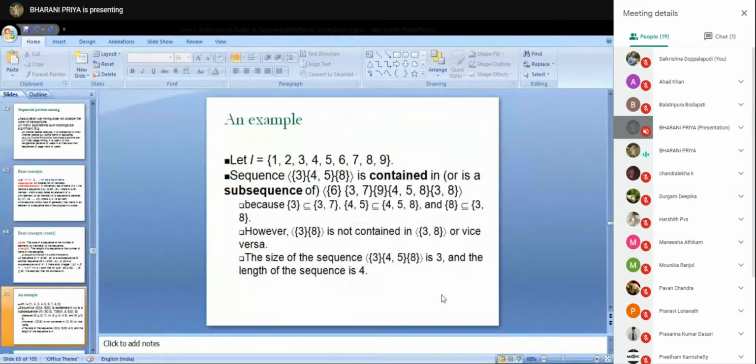If you take any element in this superset, then it should be a subset. 8 is a subset of 3, 8. But if you take the item set 3 and 8, 3 is one item, 8 is another item. 3 is contained in 3, 8. But 8 is not contained in any other item set. Have you understood? 3 is there in 3, 8, but 8 should be there in another item set.